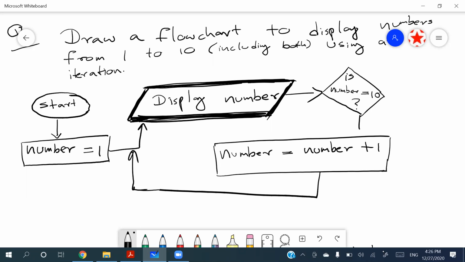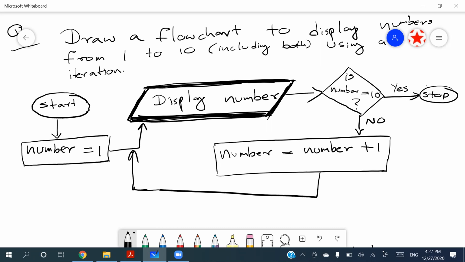So if it is no, then increase it by 1 and display it again. Then again ask the question. If it is no, increase it by 1 and display again. If it is yes, then stop it. Right? So this is it. We don't have anything else to do.